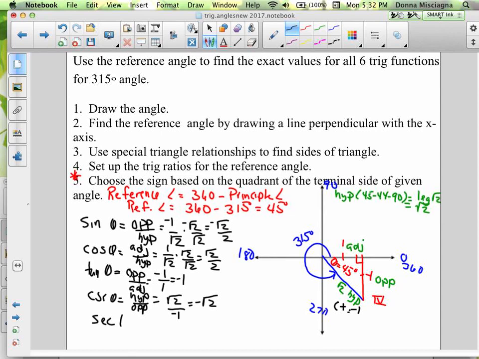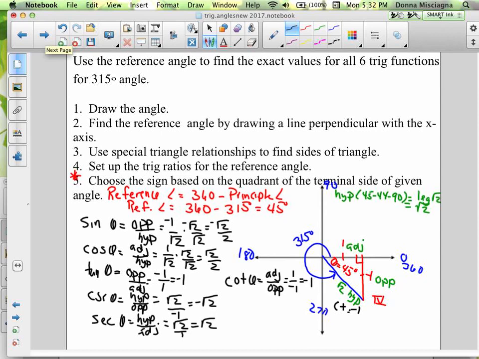Secant theta is hypotenuse over adjacent. So that would be the square root of 2 over 1. That's just the square root of 2. And last but not least, we have cotangent theta, which is adjacent over opposite, or 1 divided by -1, which is just -1.